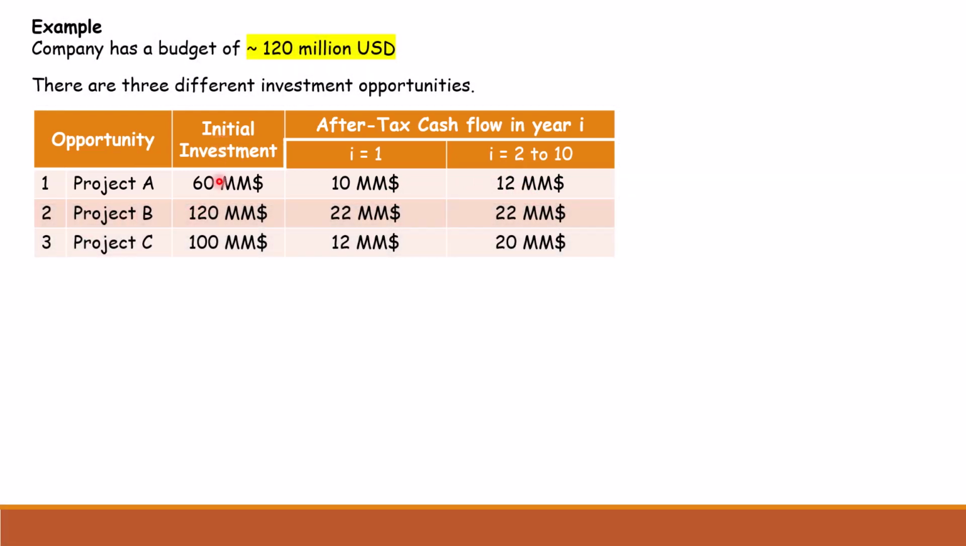Project B requires an initial investment of 120 million US dollars, which is double the amount of project A. Here the cash flow generated would be 22 million throughout the project lifetime. Project C requires 100 million US dollars, and it has a cash flow of 12 million in the first year. It will generate 20 million US dollars in the second year onwards.